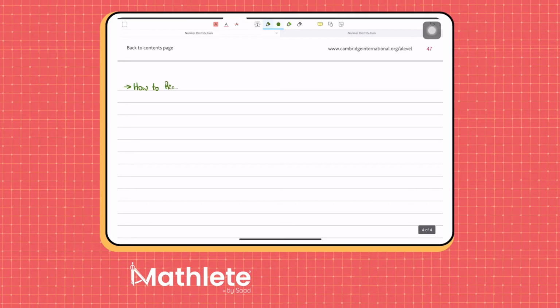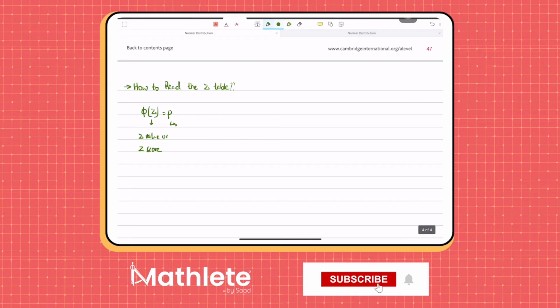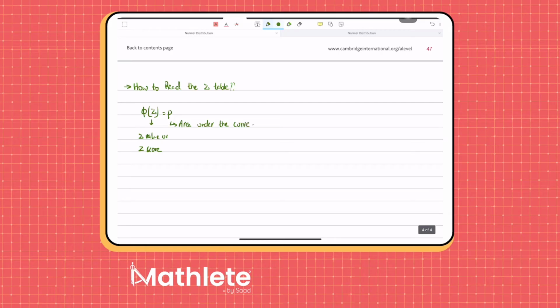How to read the z table. So phi of z equals p. And what's z? Z is basically the z value, or we call it the z score. And this p is basically the area under the curve, which is equal to probability.